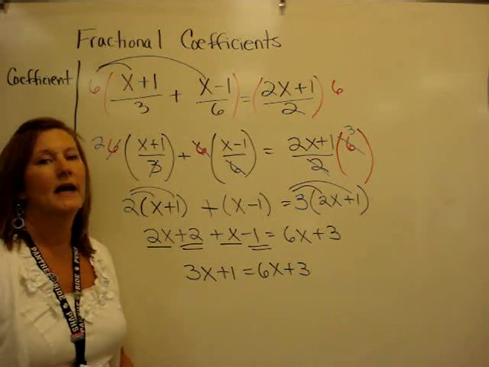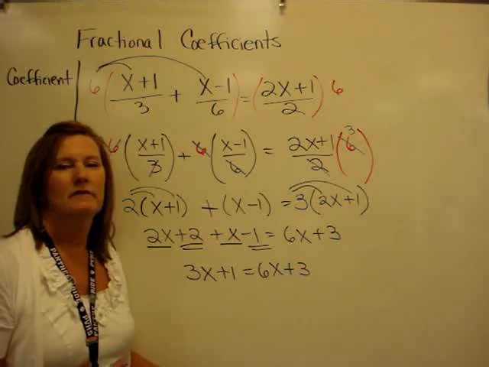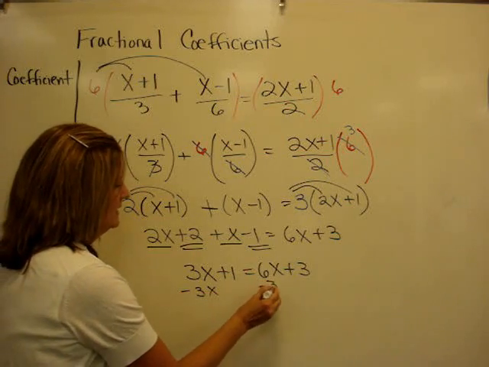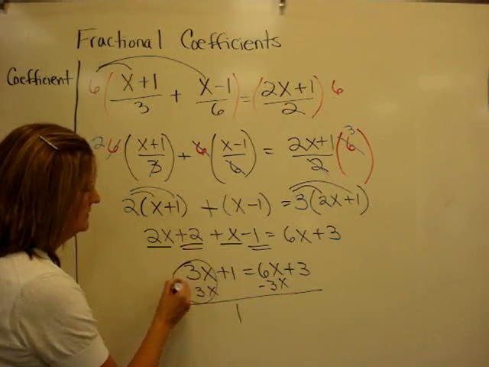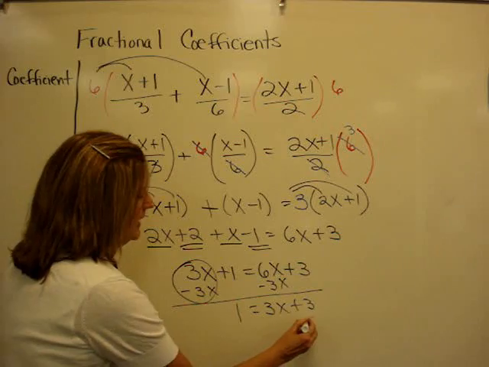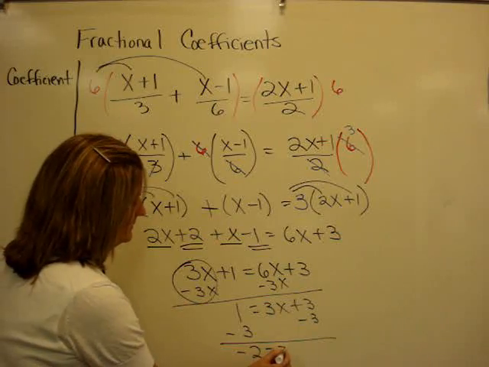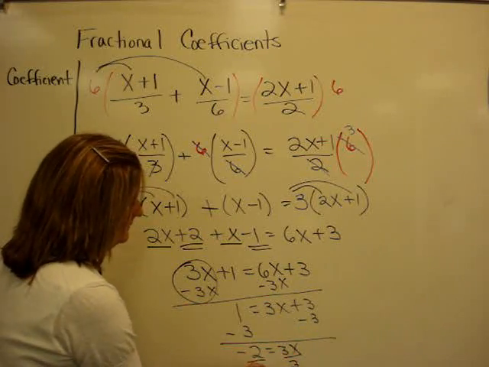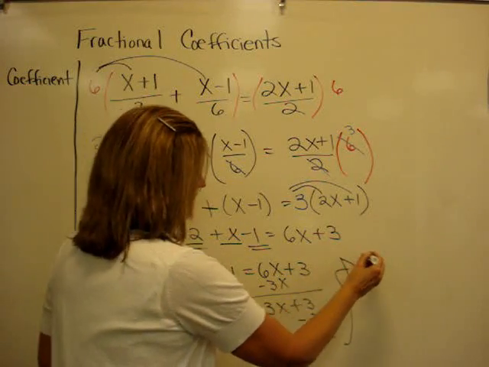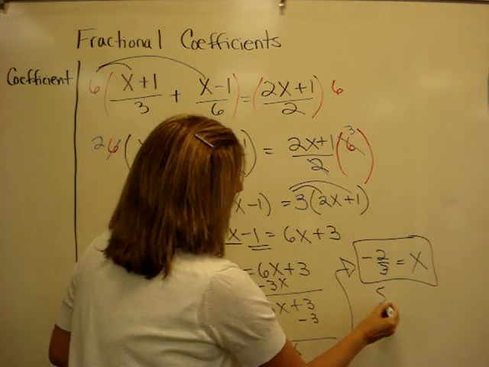I have a variable on both sides. You know how to solve that. All you have to do is move toward the bigger positive x. So I'm going to subtract 3x from both sides. That's going to give me 1 equals 3x plus 3. Then I'm going to subtract 3 from both sides, and I have negative 2 equals 3x. Divide by 3. So I have negative 2/3 equals x in the end, and that is my answer.